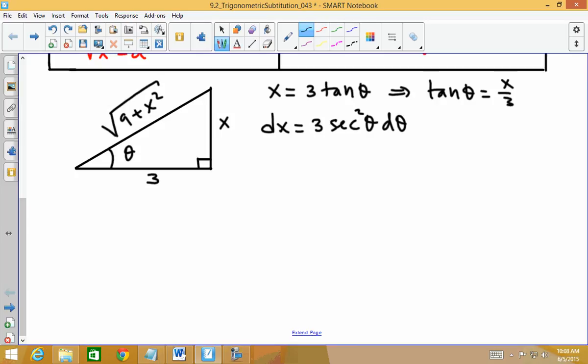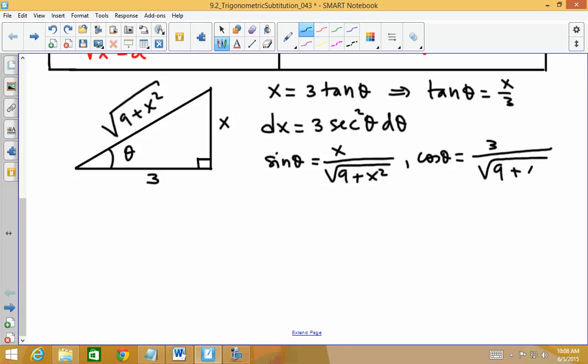From here, we can also get all the other remaining trigonometric functions. For example, sine of theta is x over the square root of 9 plus x squared. Cosine of theta is 3 over the square root of 9 plus x squared. And cotangent, which is the reciprocal of tangent, is 3 over x.